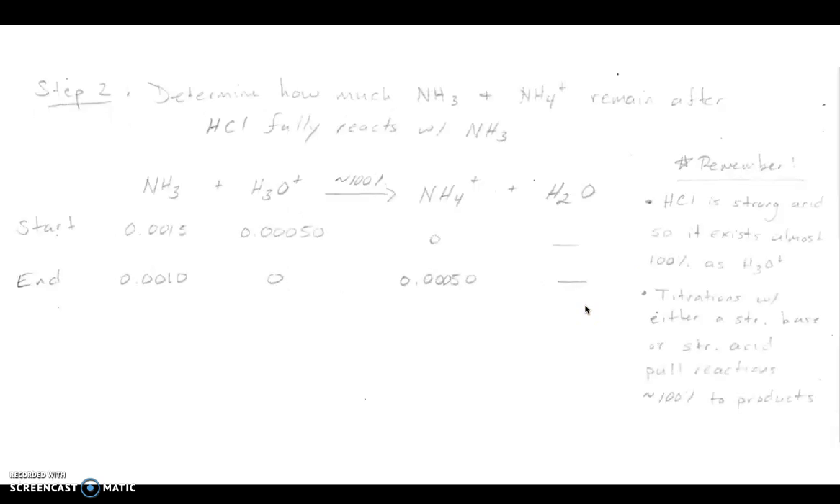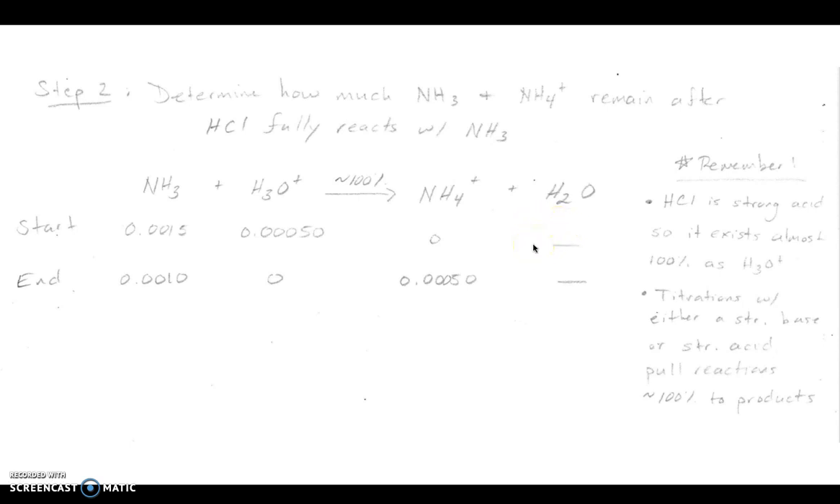The next step is to figure out how much ammonia is left over after the reaction is complete, and how much ammonium I made. The way we're going to figure this out is to first determine our limiting reagent. I started with the moles of ammonia I calculated on the last slide, and the moles of HCl or hydronium we also calculated on the last slide. At the moment I mix them together, there is no ammonium because I didn't add it, and we're just ignoring water.